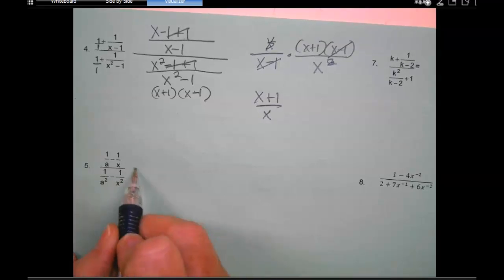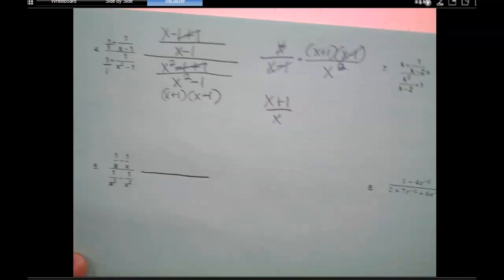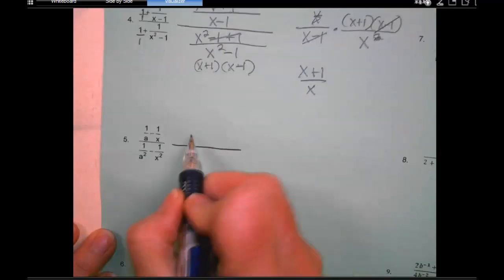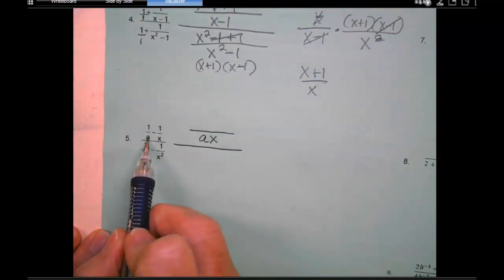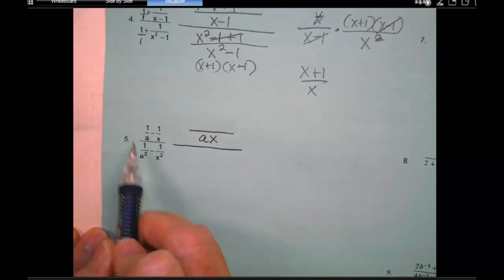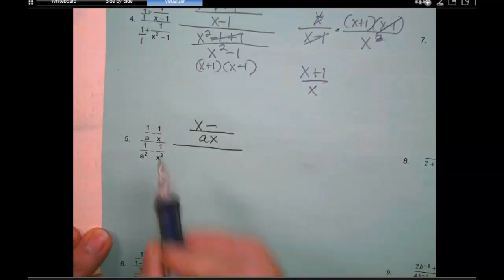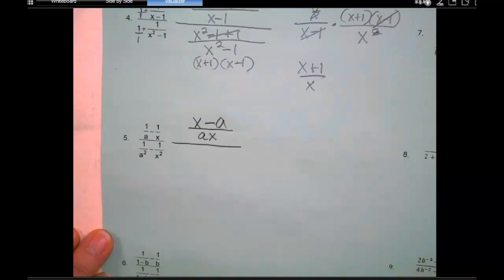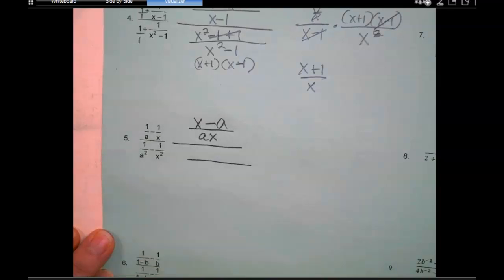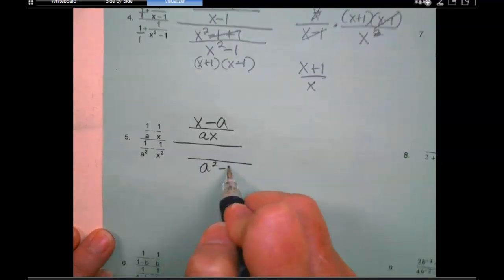So here, guys, what do you think my common denominator is going to be? AX. Okay. So now we're going to think about this. My common denominator is AX. I have an A here, so what do I have to multiply on top? Okay. And then I'm going to minus. I have an X here, so what do I have to multiply on top? All right. Everybody okay so far? All right. What's my common denominator on bottom now? A squared is X squared. A squared minus x squared, is that right?